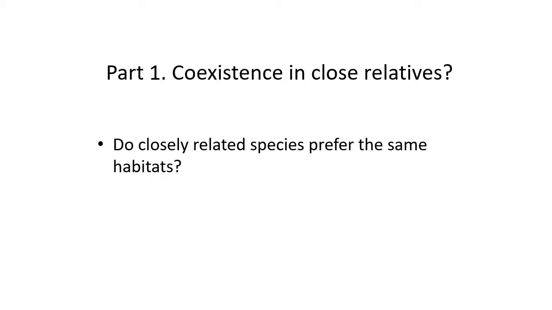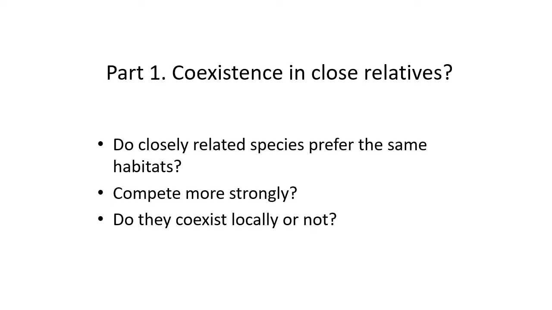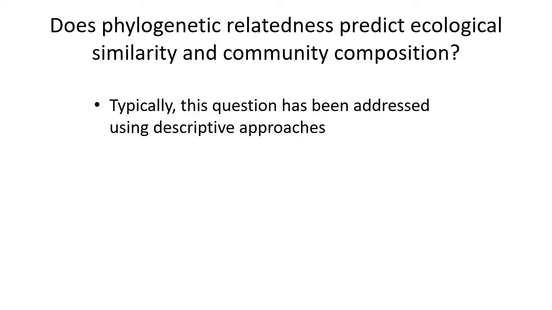Do closely related species prefer the same habitats? Do they compete more strongly? And ultimately, do they coexist locally or not? And so this question has been addressed more broadly under an umbrella of questions. Does phylogenetic relatedness predict ecological similarity and community composition?